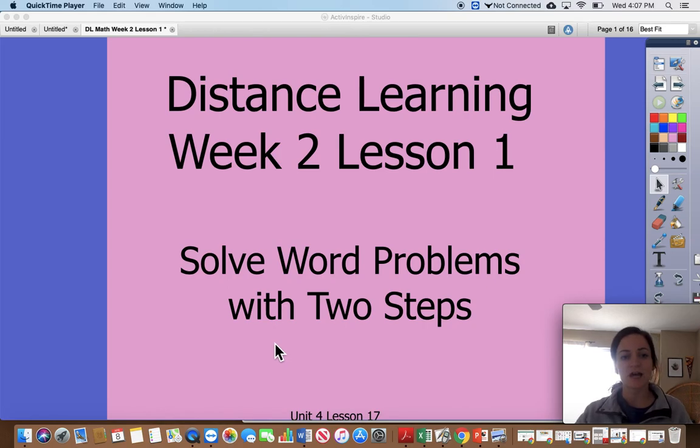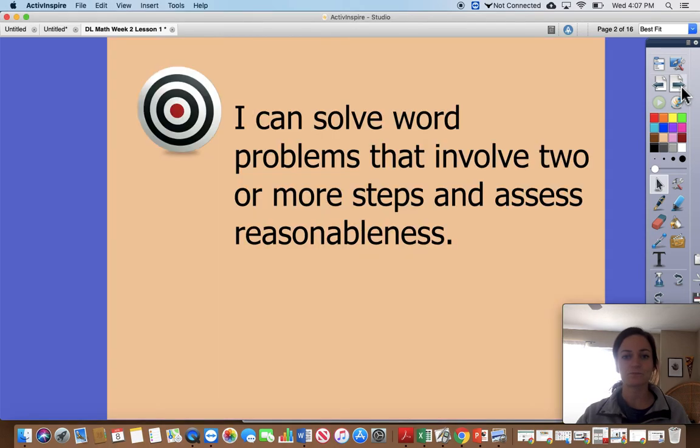Alright, so for your first lesson of this week, we're going to solve word problems with 2 steps. And some of them have more than 2 steps, but don't worry, we're going to work through it together and practice. This is actually review from Unit 4, which was quite a while ago, so it might be a little rusty, but we will continue to practice it because this is a skill that you'll use for the rest of your life. At the end of this lesson, you will be able to say, I can solve word problems that involve 2 or more steps.